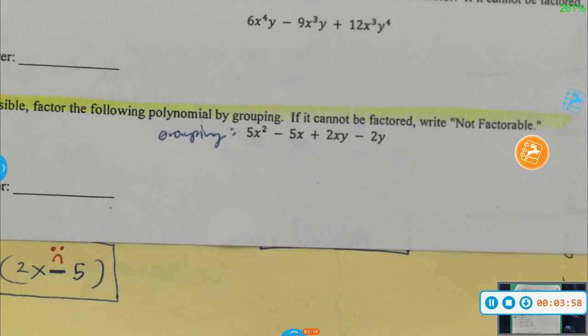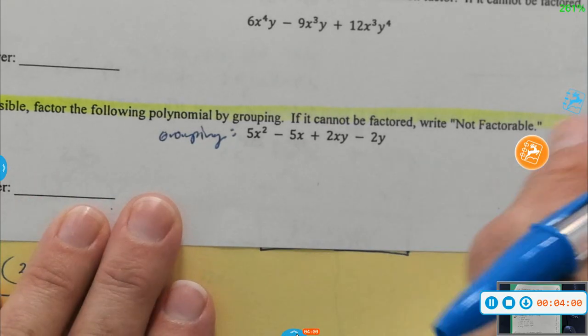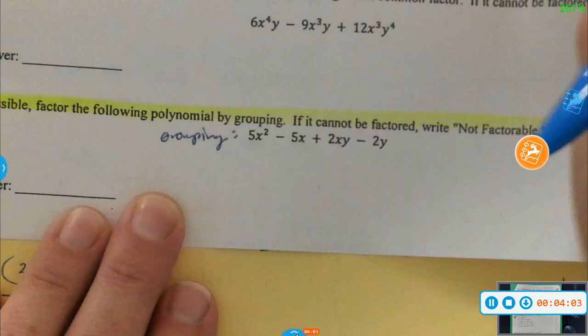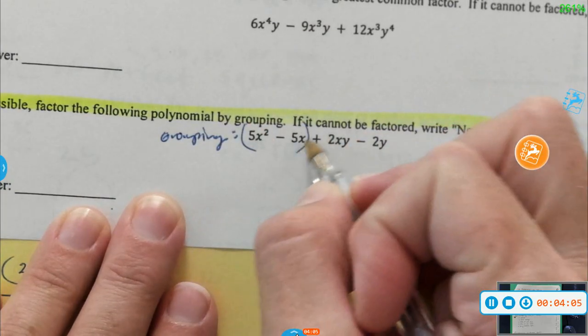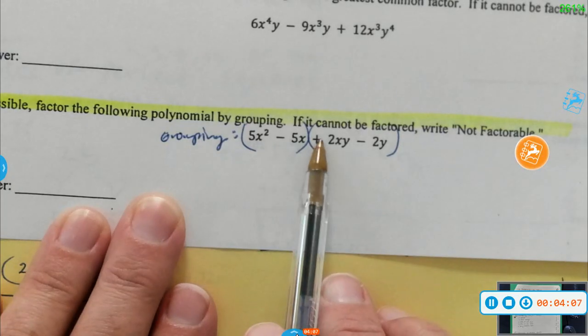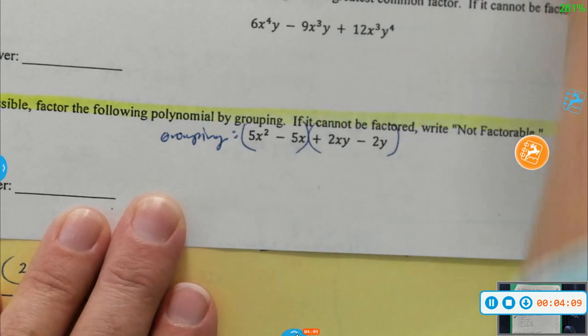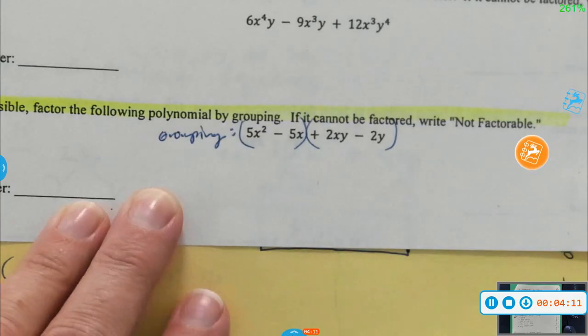All right, let's look at it. Grouping. If you go to your yellow sheet, it says to group. All right, first thing I need to do is group the first 2, group the last 2. Make sure you put that plus sign in the middle. Second thing it says to do is GCF twice.